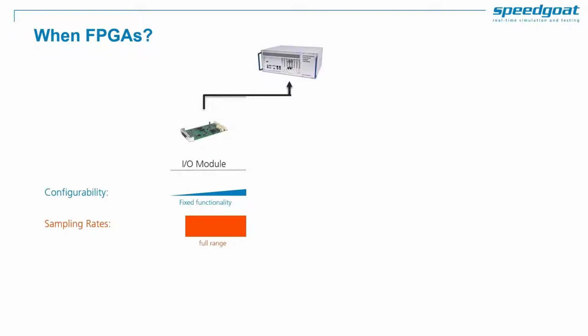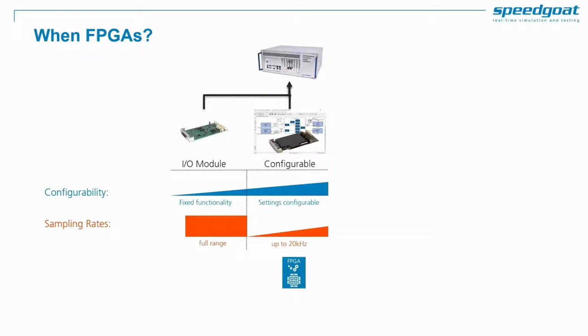For sampling rates above 4 kHz and up to 20 kHz, you can leverage the configurable I/O modules. These allow you to use high-frequency I/O and lots of protocols. You can configure these modules on the fly and directly from Simulink.